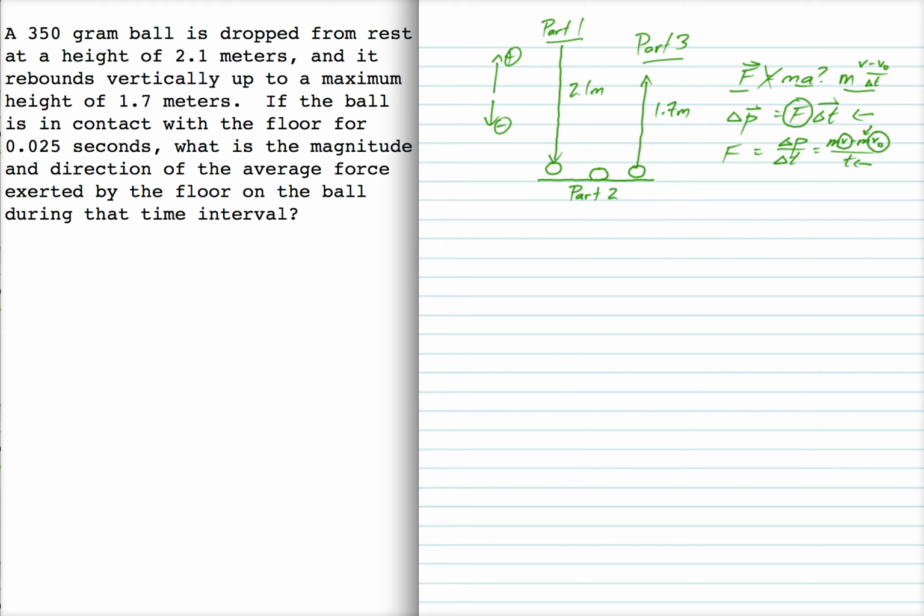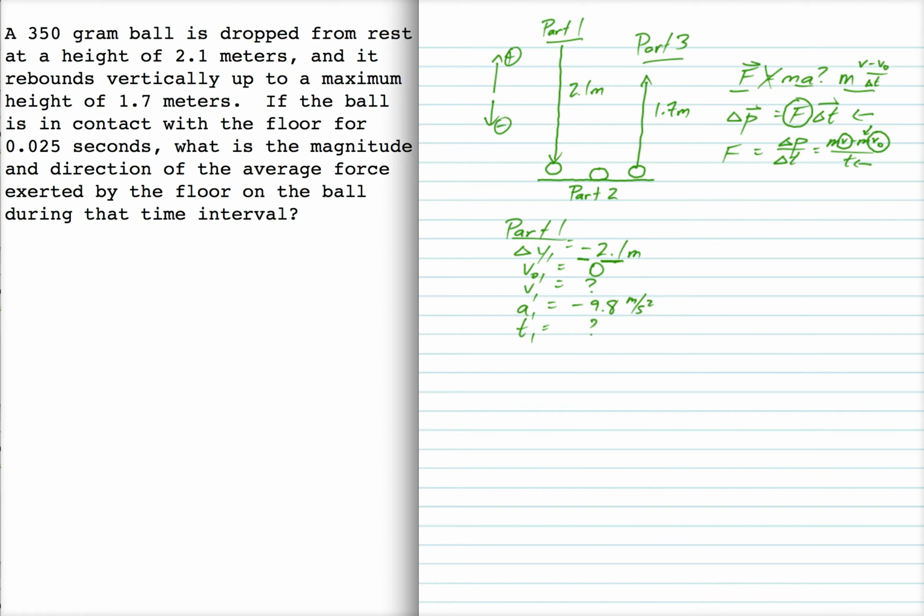So let's consider part one of this real quick. For part one, we know that it goes through a vertical displacement of negative 2.1. Remember this from chapter 2, that down is negative in this problem, and so the delta y displacement has to be negative 2.1. It has a magnitude and a direction. We're told that it's dropped from rest, and we know the acceleration is negative 9.8 meters per second squared.